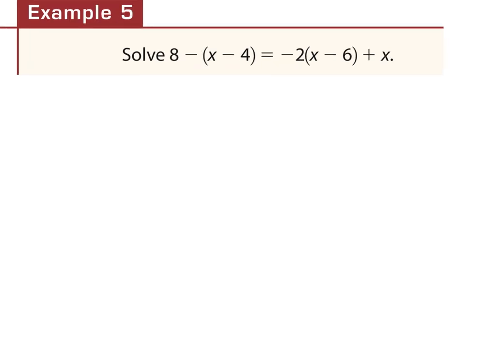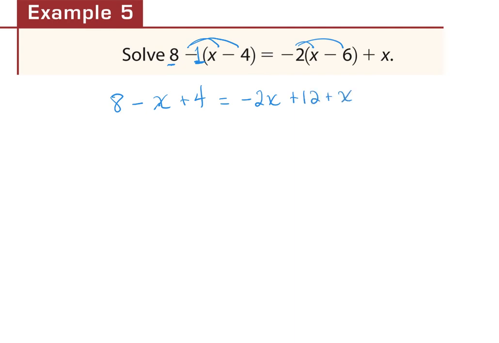All right? So once again, we need to simplify both sides first. Don't forget that this is a 1 here. I'm going to leave the 8 alone, and I'm going to distribute the -1 first. -1 times x is -x. -1 times -4 is +4. On the right-hand side, I'm going to distribute the -2. -2 times x, -2 times -6. And don't forget your plus x there.